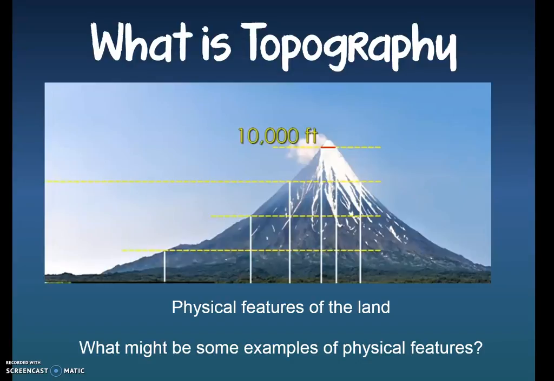Topography is the physical features of the land. See if you can think of any physical features of the land. As you might have guessed, there's one pictured here, a mountain. Other examples would be valleys, plains, different oceans, all of these different features of the earth that occur naturally.